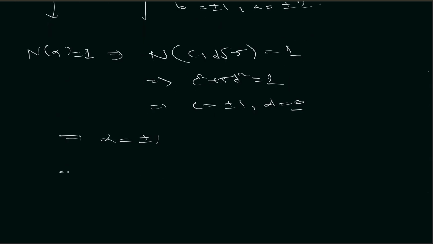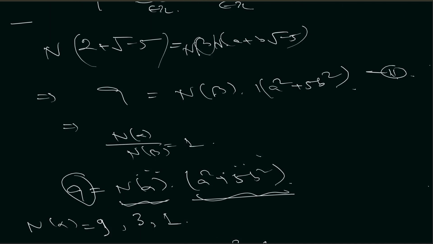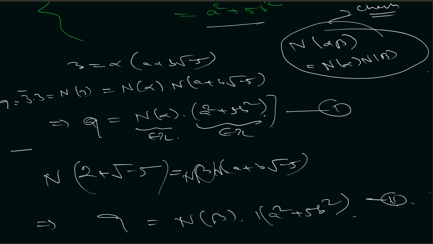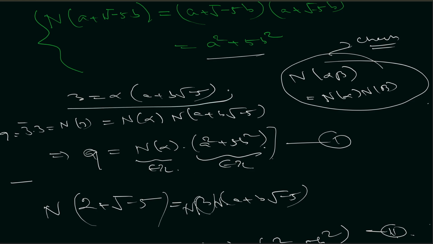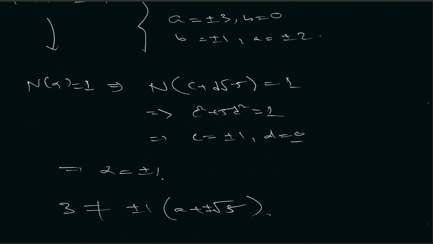But your 3 cannot be written as plus minus 1 times a plus square root of minus 5 times b. Is it true? I have to verify whether you can write 3 as some alpha times a plus b square root of minus 5 or not. But you cannot write it, because you have a choice for alpha. The norm of alpha is 1. This means c square plus d square, but you have the choice c is plus minus 1, d must be 0.